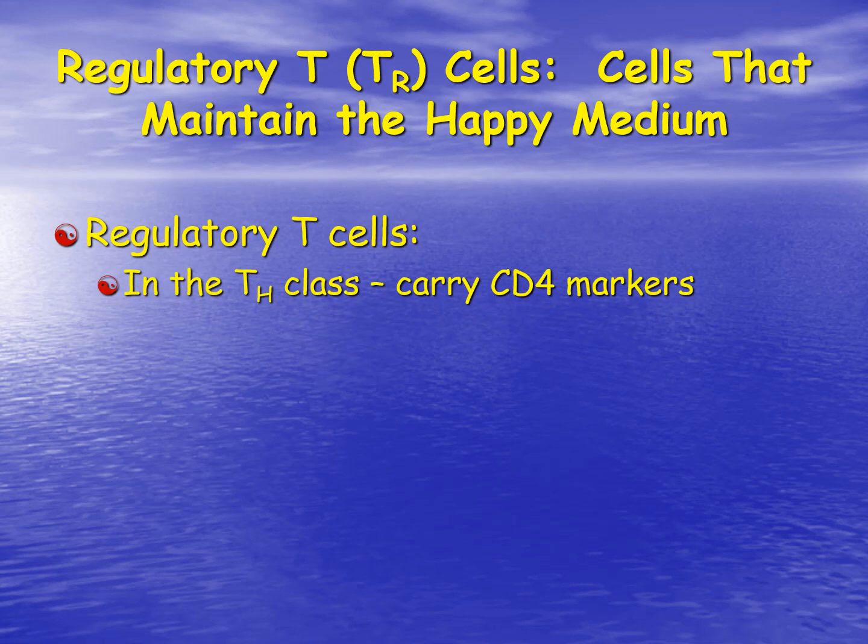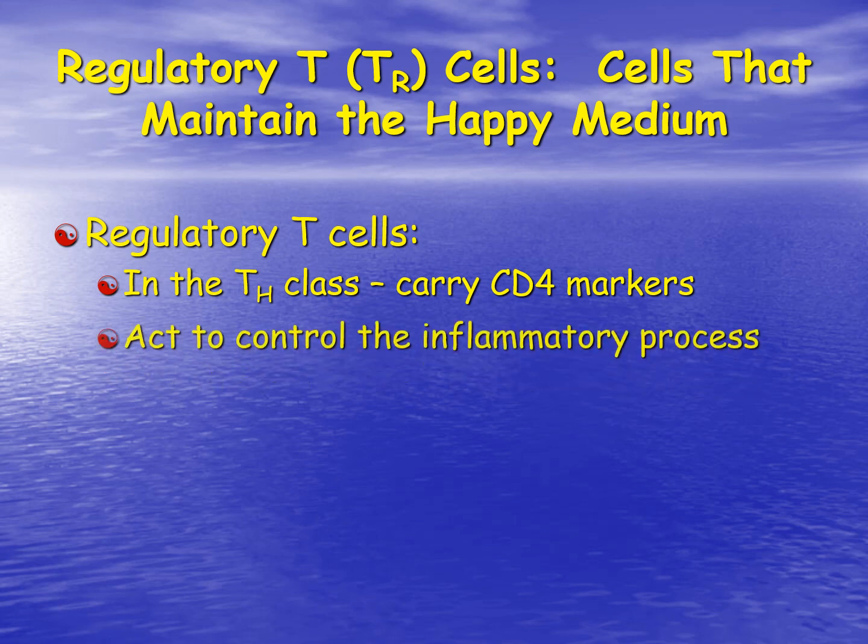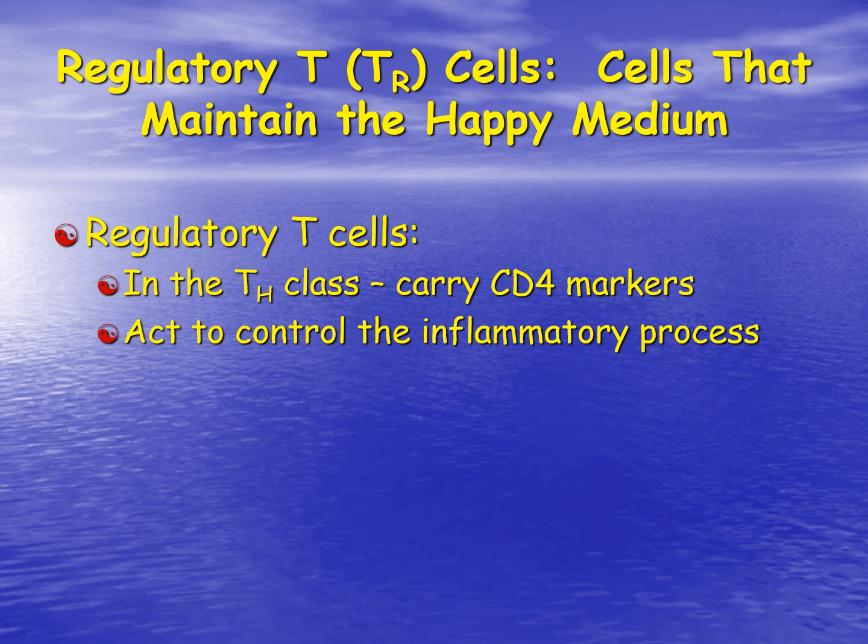Regulatory T cells in that T helper cell class will also carry CD4 markers, and they will actually help control the inflammatory response. The regulatory T cells are specifically involved as well in preventing autoimmunity. That's why we think perhaps that part of the reason autoimmune diseases develop is that we have lost the regulatory T cell function in some way.